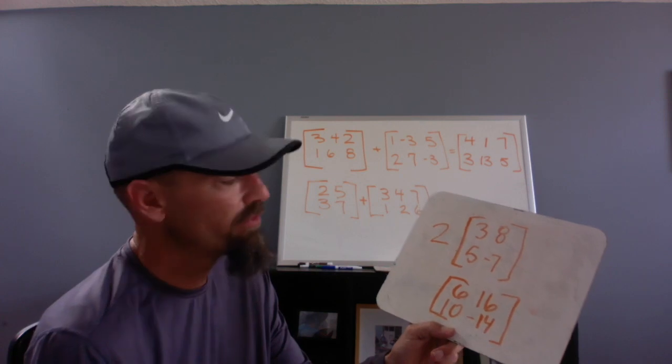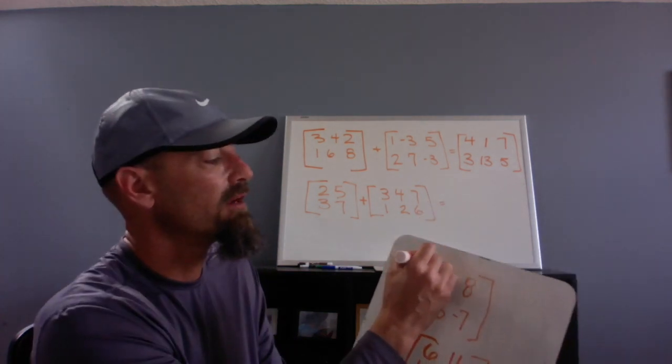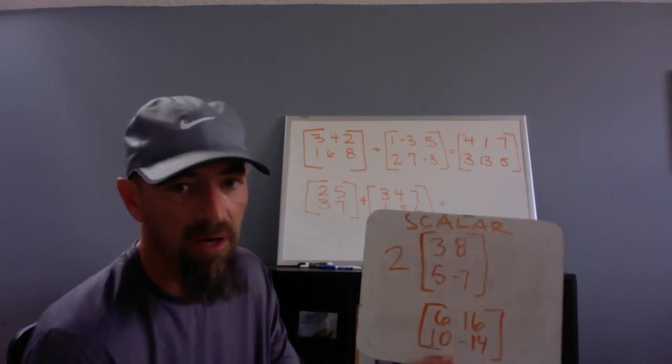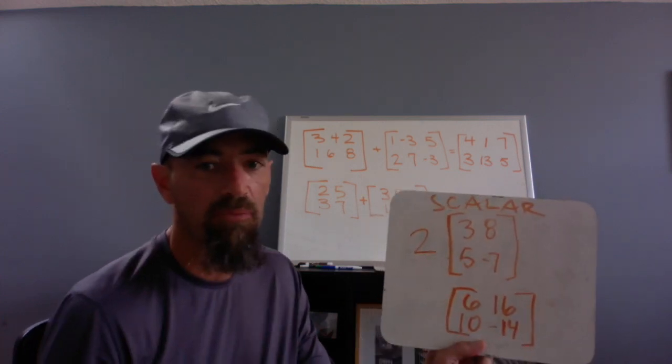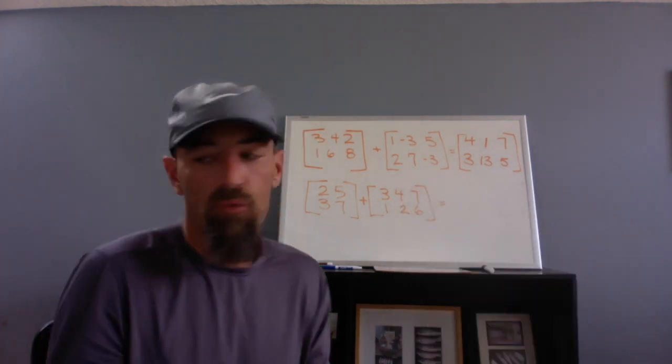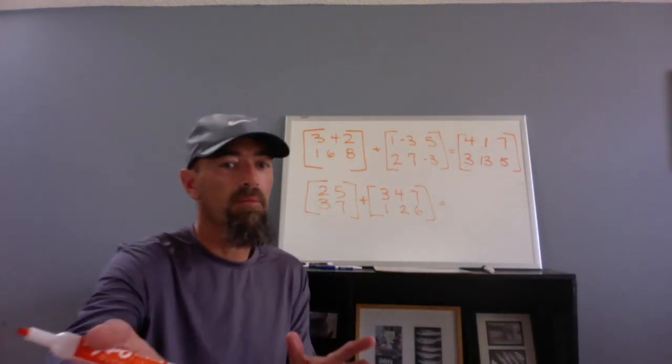So this is what we call scalar, S-C-A-L-A-R, scalar matrix multiplication. That's pretty easy. Now the harder stuff is going to come in right here.